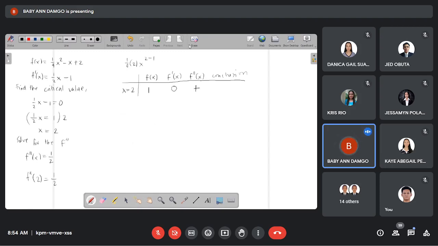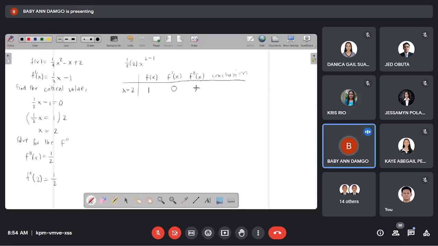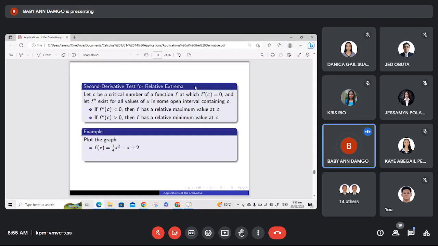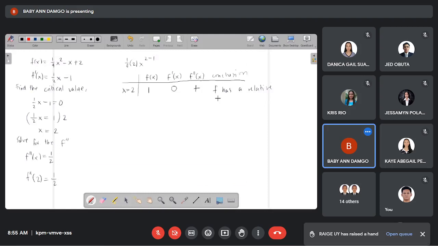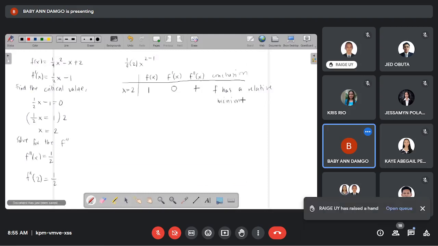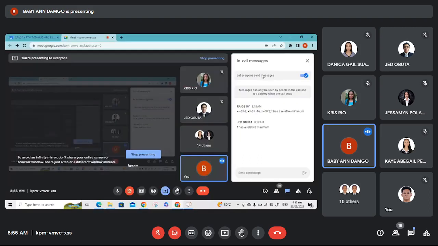Okay, so let's go back to the theorem. Okay? So this is positive. So what can we conclude if the second derivative is positive? Okay, so here, from the second derivative test, positive is greater than 0, meaning f has a relative minimum value. Any question?